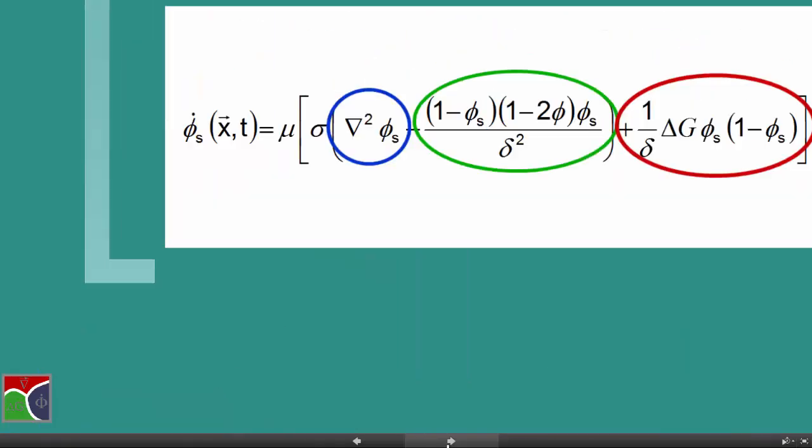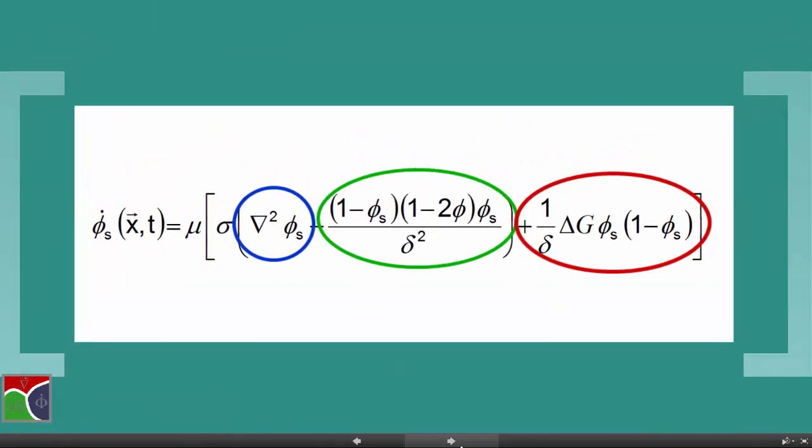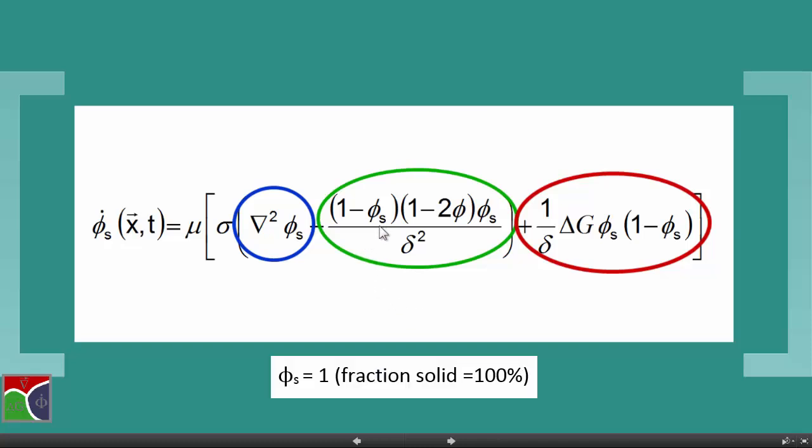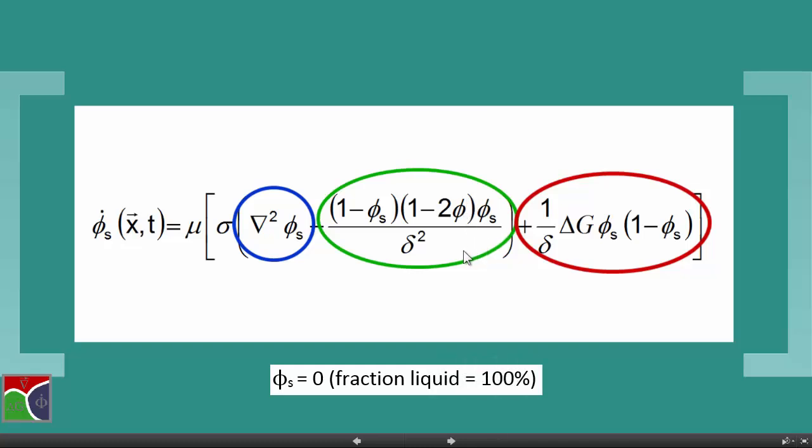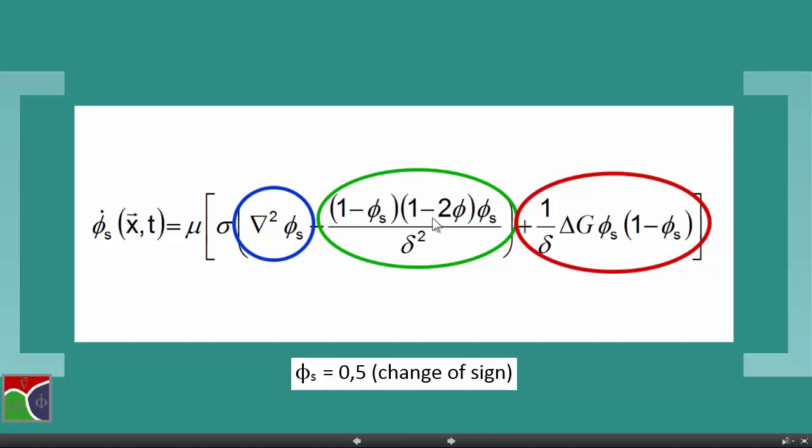So this is obviously not sufficient to describe an interface in a microstructure because the interface would not be stable. So we need a second term denoted here, which is called the stabilizing term. Please note that this term vanishes in case the fraction solid is 1, so that will become a 0. So this term vanishes in the solid. And it also vanishes in the liquid where the fraction solid is 0. And the other interesting thing is that there is a change of sign when the fraction solid corresponds to 0.5.